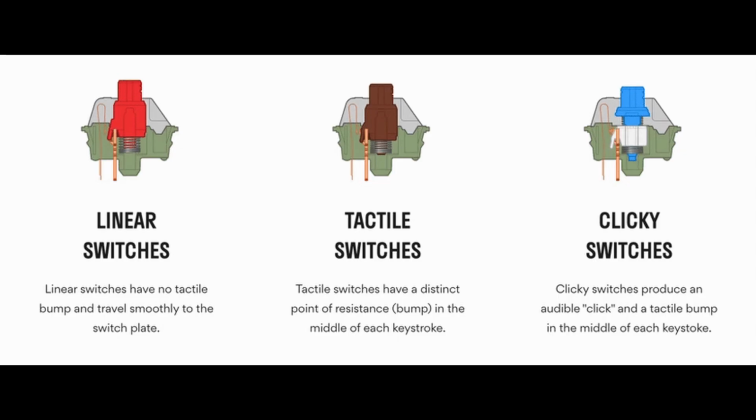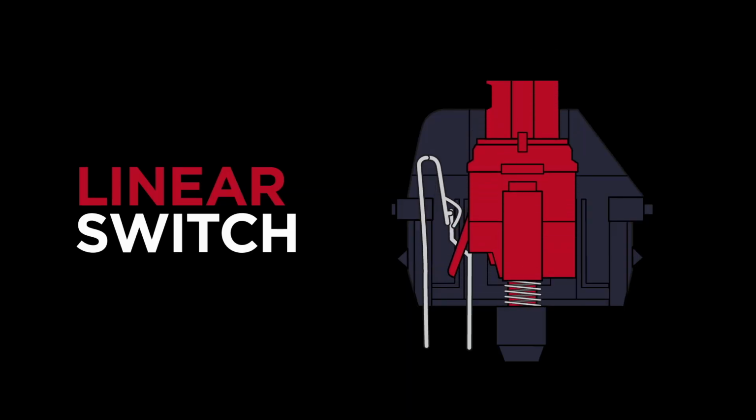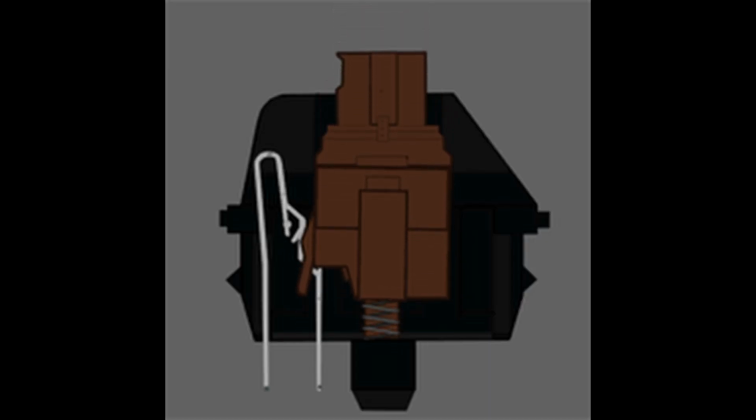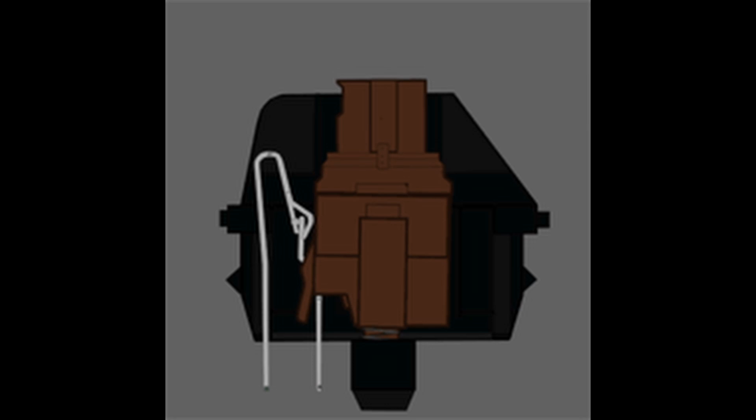Within Cherry MX style switches, there are 3 main types of switches: linear, tactile, and clicky. Linear switches are smooth with no bump or click. They have a consistently linear actuation force graph, which is where they get their name from. Tactile switches have a tactile bump when pressed to give tactile feedback, and you can see this bump in the actuation force graph.